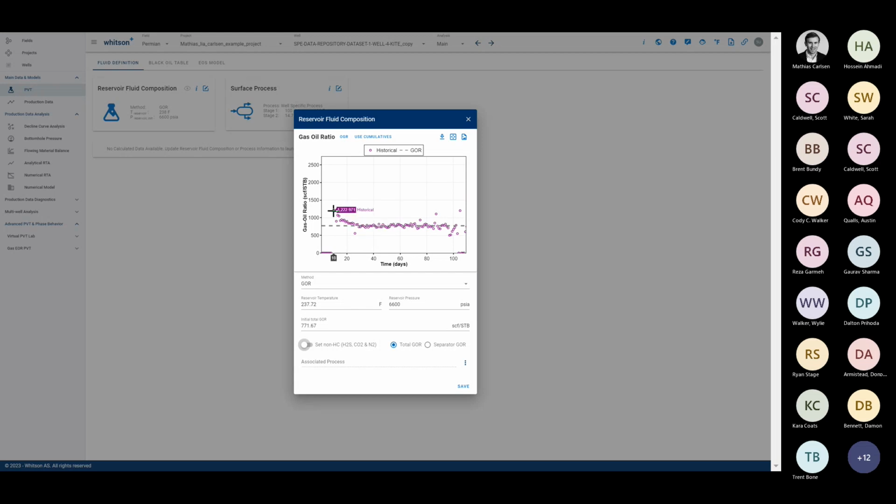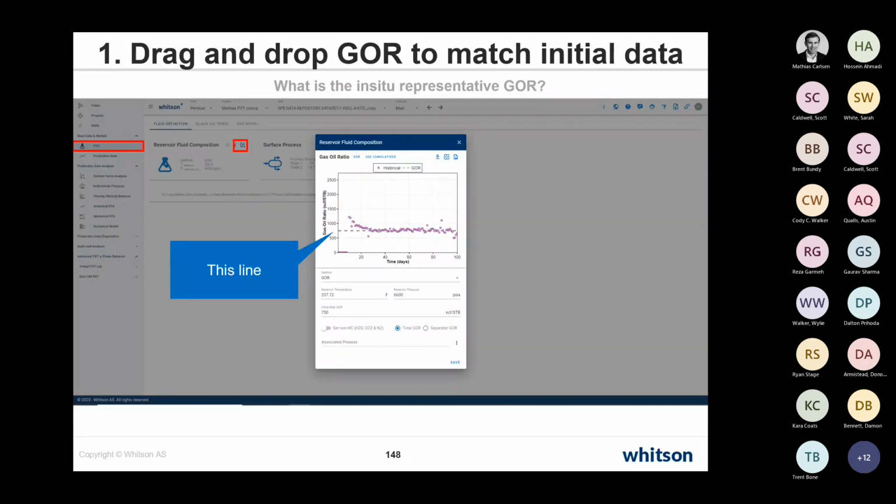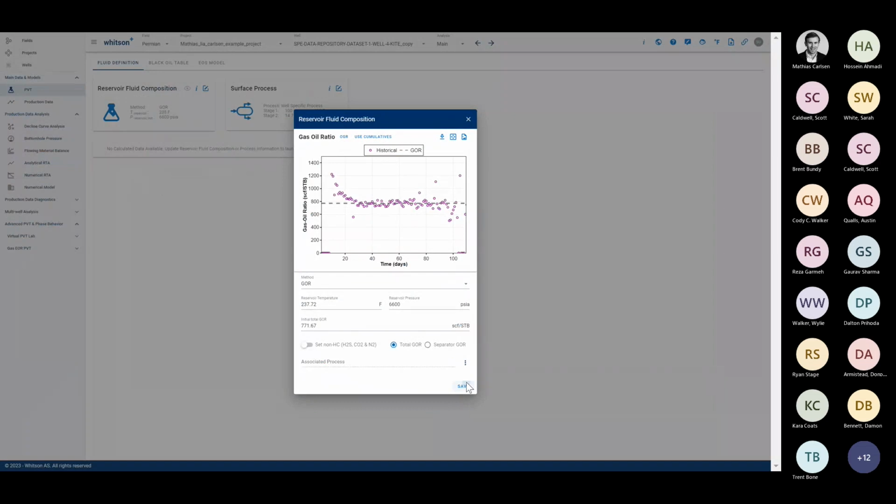This is after the well has cleaned up, and it kind of stabilizes here around 770 or something like that. You can also, if you'd like to, zoom in on this even more if you want to. And once you're happy with that, you click save. Okay. So that's the first part of the exercise.